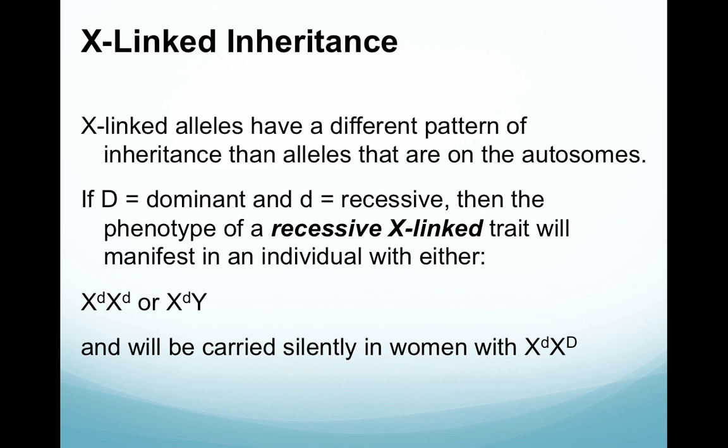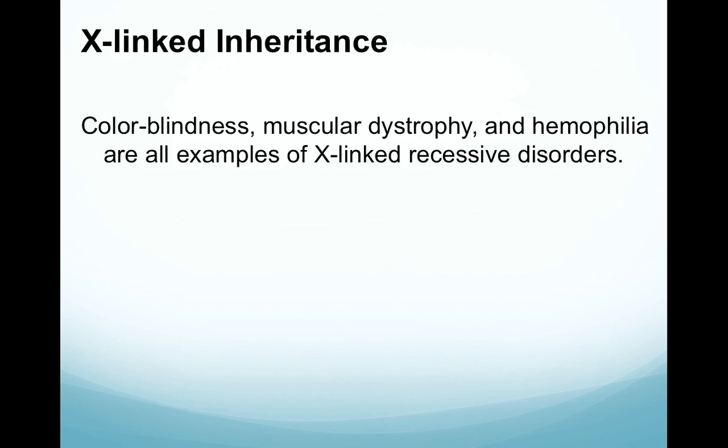Women with one abnormal and one normal X chromosome are considered to be silent carriers of recessive X-linked diseases because even though they don't display the disease, they could pass it on to their male children. Color blindness, muscular dystrophy, and hemophilia are all examples of X-linked recessive disorders. About 8% of Caucasian men have red-green color blindness. Most of these see brighter greens as tans, olive greens as brown, and reds as reddish browns.